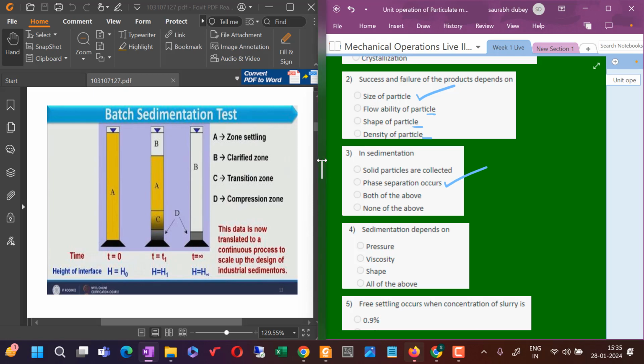So, for this, option B is the correct answer. And this is the size of the particle. So let me explain somewhat more about the size of the particle. Why is the size of the particle important, and what is the size of the particle?